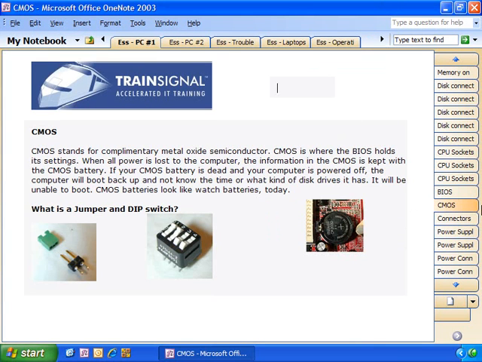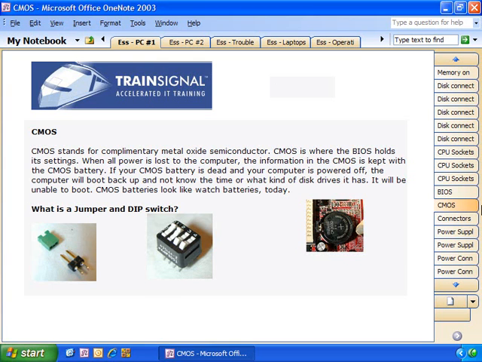And let's talk about CMOS. CMOS stands for Complementary Metal Oxide Semiconductor. CMOS is where the BIOS holds its settings. Now, when all power is lost to the computer, the information, in other words, your BIOS settings, are kept in the CMOS with the CMOS battery.